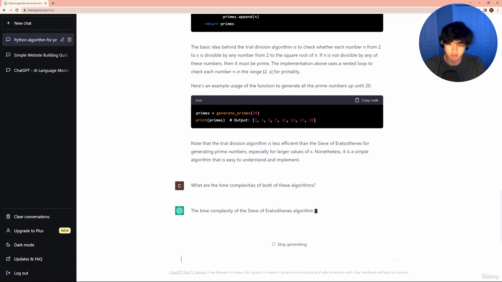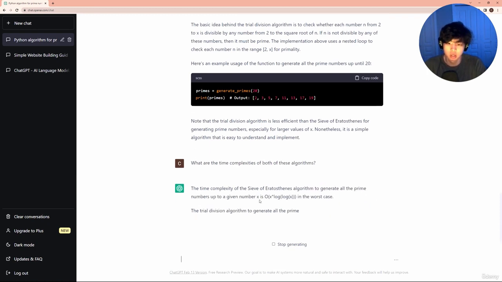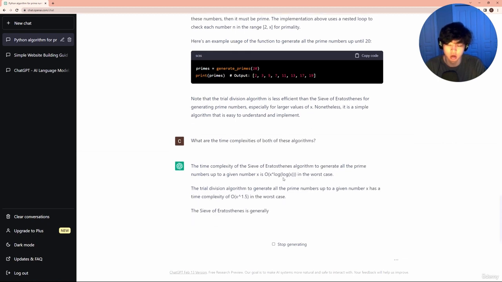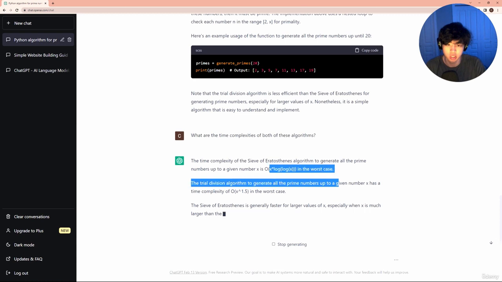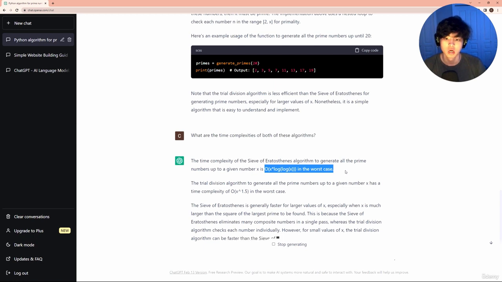Time complexity of the sieve of Eratosthenes algorithm to generate all of the prime numbers up to a given number x is big O of x times log of log of x in the worst case scenario. So if you don't understand what this means, the big O notation is a way of describing the runtime complexity of algorithms. And there's a lot of understanding that needs to be done there. But we see here that the trial division algorithm has a complexity of O of x to the power of 1.5 in the worst case.